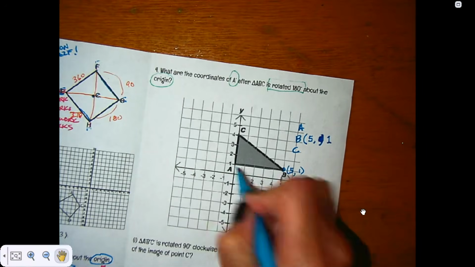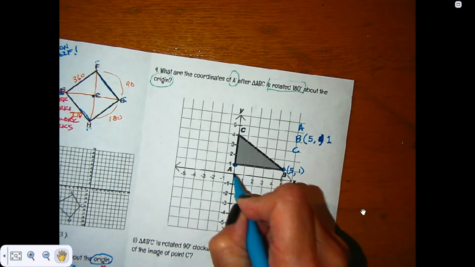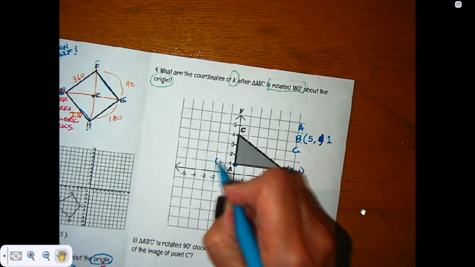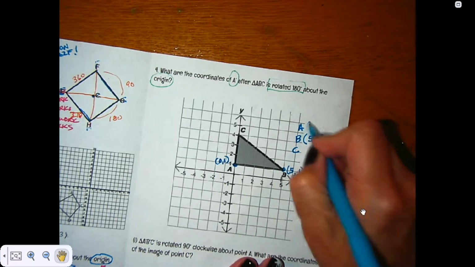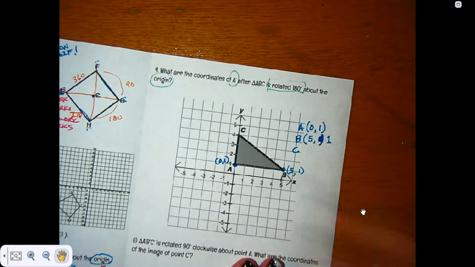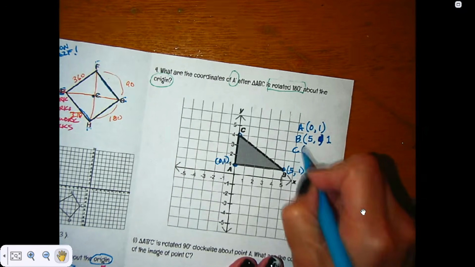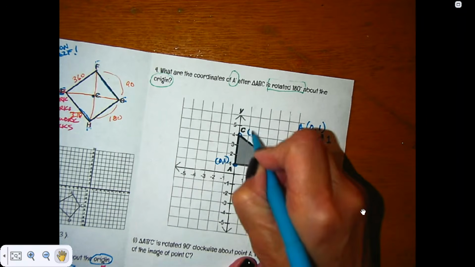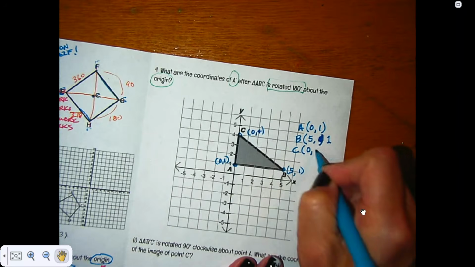Okay. Point A is right here. Point A is at 0, 1. I don't go right nor left any. I just go up 1. Point C is at 0, 4. Okay.